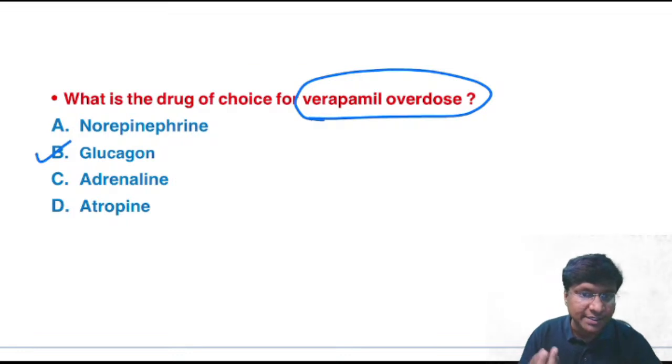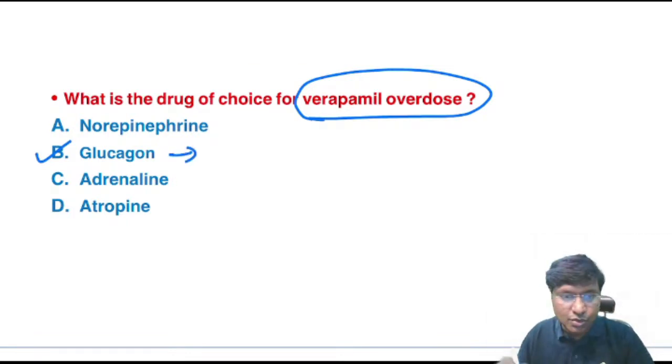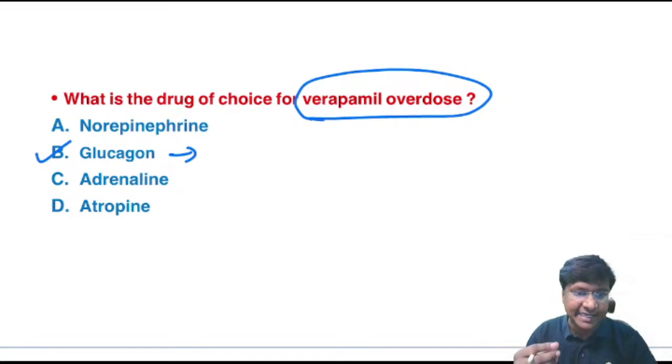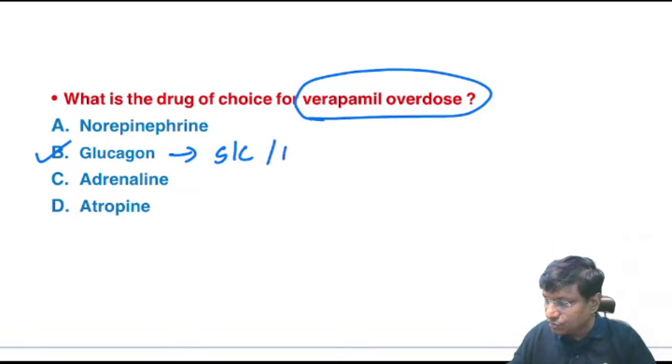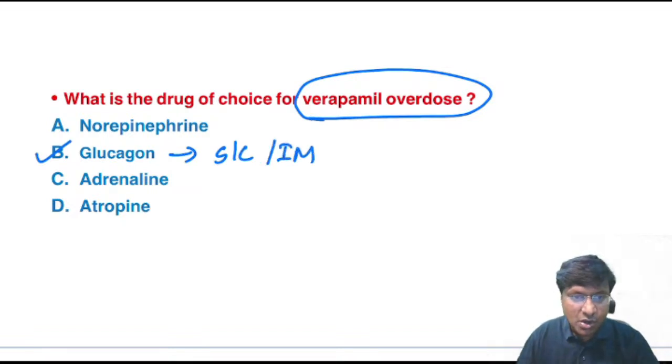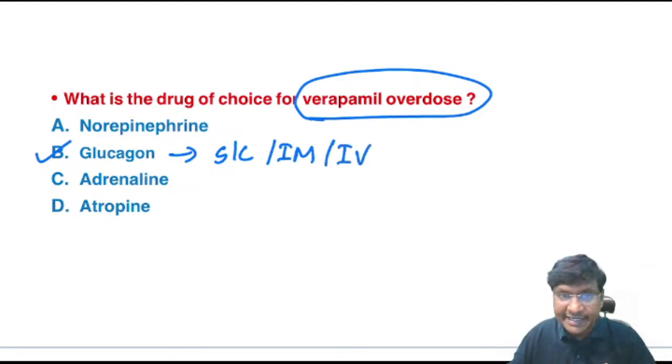What is the route of administration of this glucagon? See, glucagon is an injectable agent. It can be given through the subcutaneous route, the intramuscular route, or the intravenous route as well, right? And what is the dosage of this particular drug? The dosage is around 1 milligram. Is that clear?